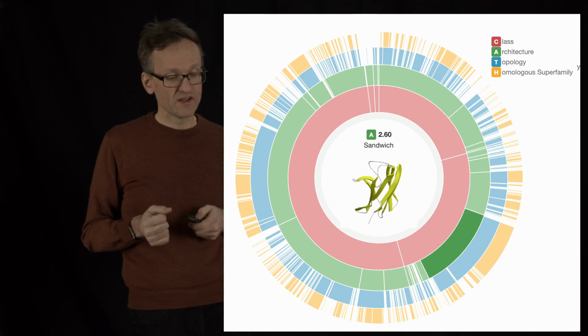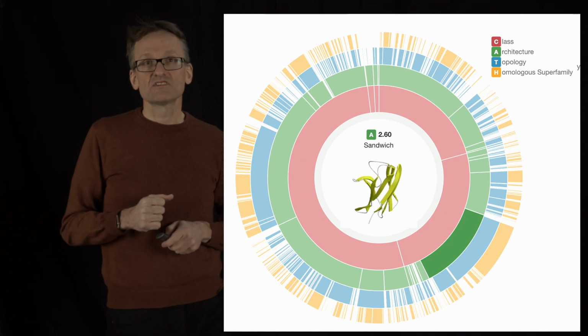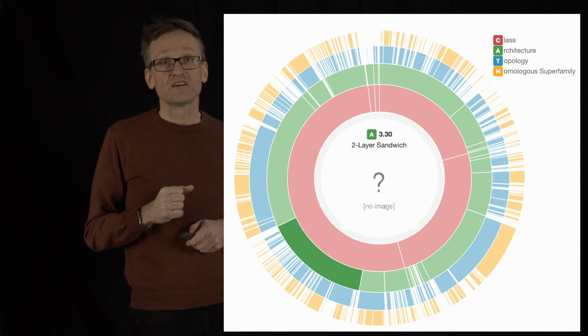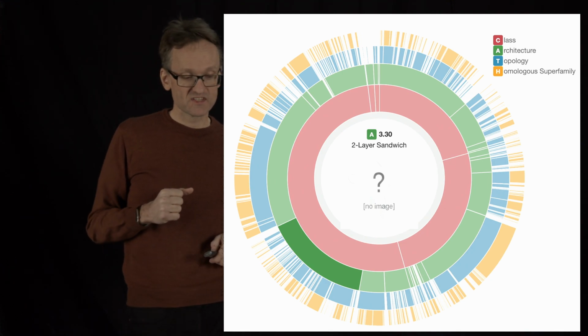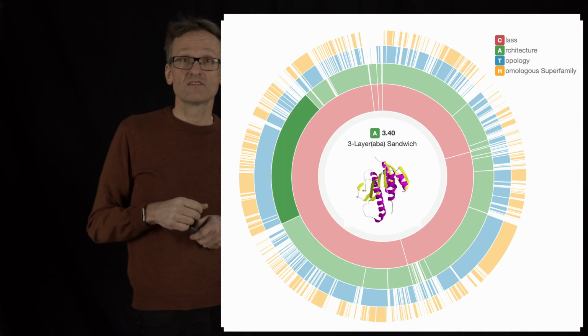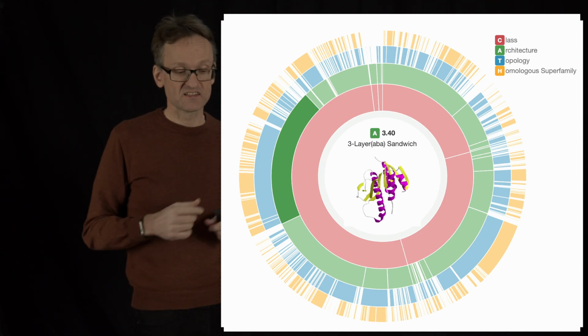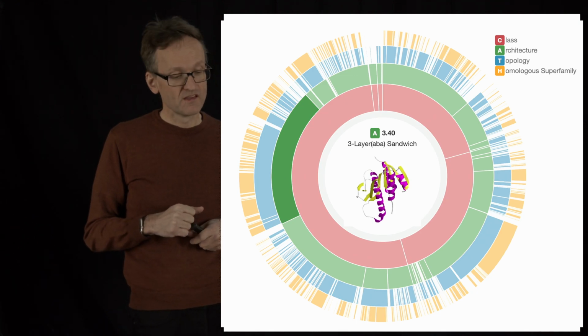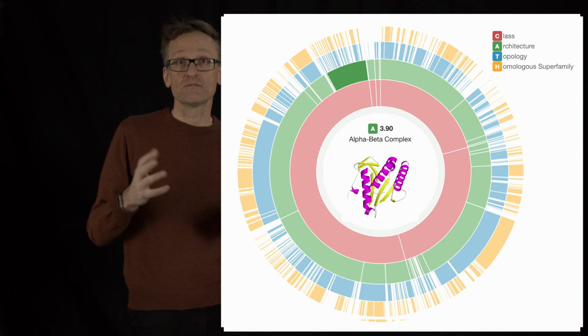We've looked at those too, right? Remember? You can have, instead of a one sandwich, you can have a two-layer sandwich. I don't think that's visible. We can have a three-layer sandwich. This is kind of the Rossmann fold, right? And then you can have some alpha and beta complex.